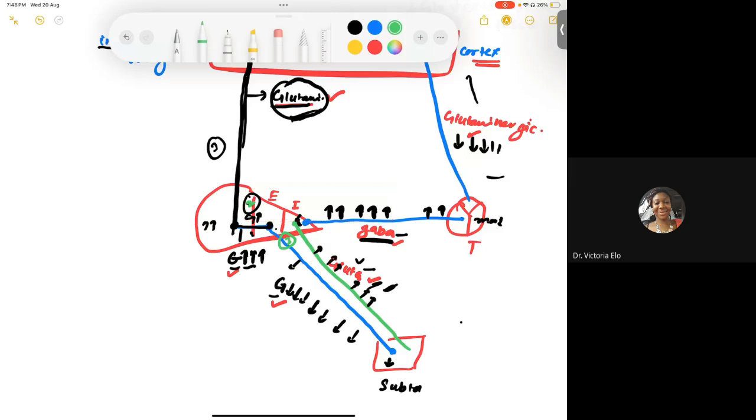So less GABA is going to be released in the third. If less GABA is going to be released in the third, it means that the fourth nerve is going to have less inhibition, so more excitation, more glutamate. Is it clear? More glutamate here, so the fifth nerve is going to be stimulated more, and it's going to be making more GABA. More GABA meaning that the next nerve, the sixth nerve, is going to be inhibited more.